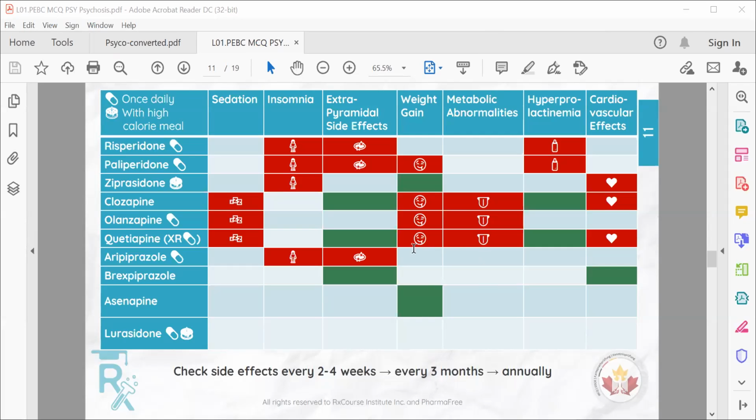Cardiovascular effects: risperidone, clozapine, quetiapine. What do these medications, clozapine and quetiapine, do to affect the cardiovascular system?